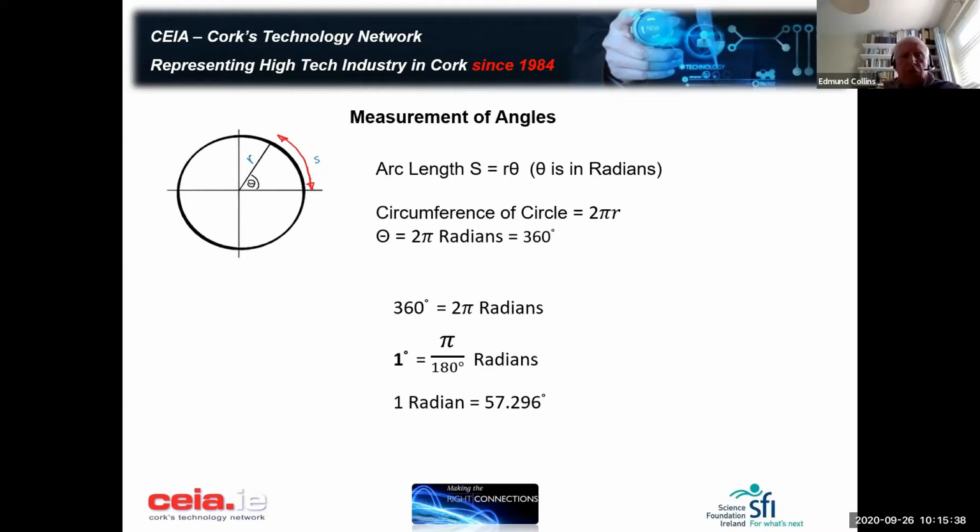For example, on a compass, we tend to go east, south, west, and so on, and that would go clockwise. But in all of the work we'll be doing this morning, we'll be working in an anti-clockwise direction. So that's why I've shown theta there, moving in an anti-clockwise direction. So 360 degrees equals 2 pi radians. Therefore, 1 degree equals pi over 180 radians, and 1 radian equals 57.296 degrees to 3 decimal places.